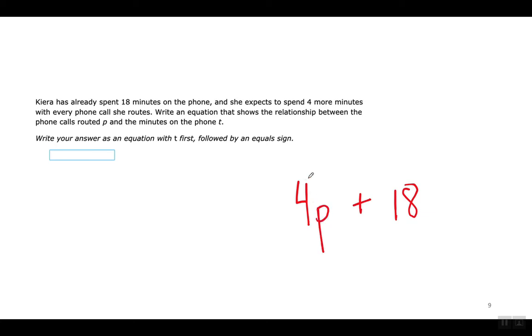Okay? Write an equation that shows the relationship between the phone calls routed P and the minutes on the phone T. So the total time equals 4 minutes per phone call plus the 18 minutes she's already been on the phone. El tiempo total es igual a 4 minutos por cada llamada más los 18 minutos que ya estuvo en el teléfono.